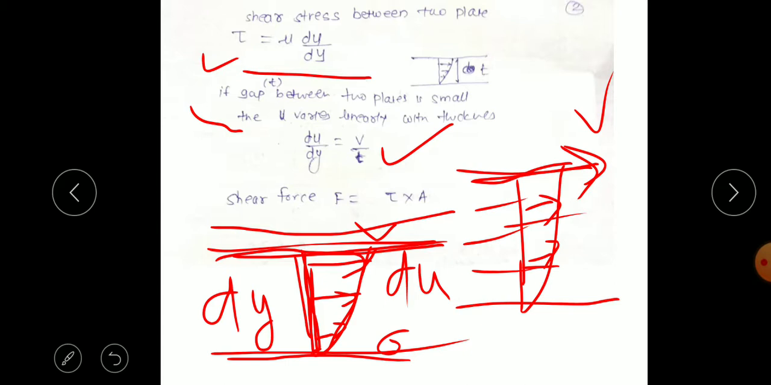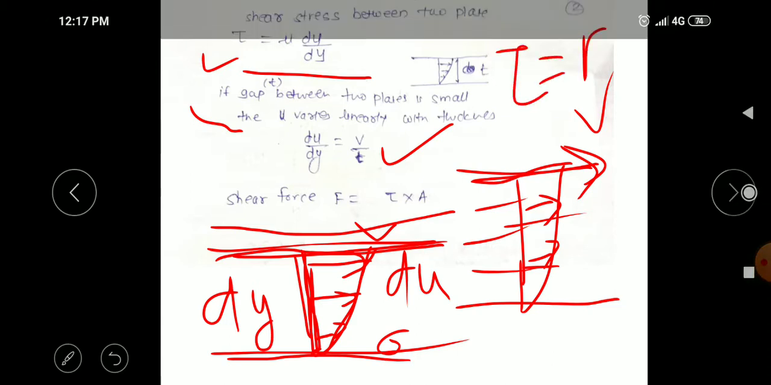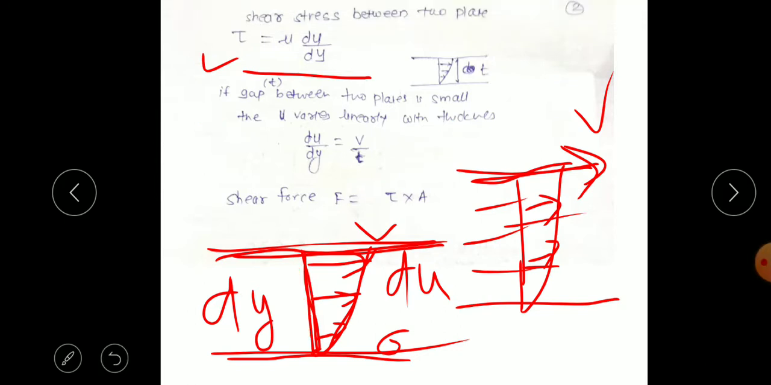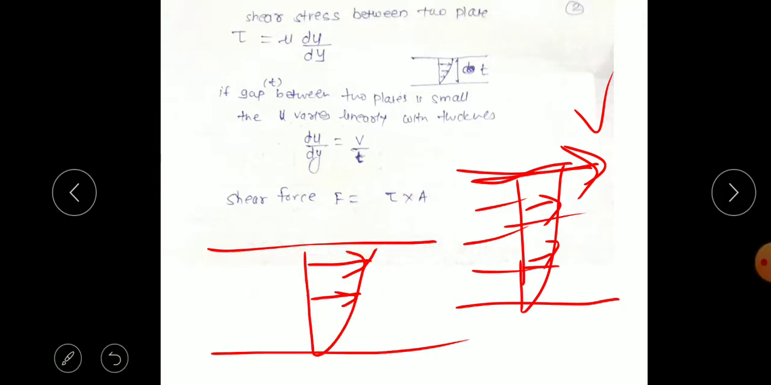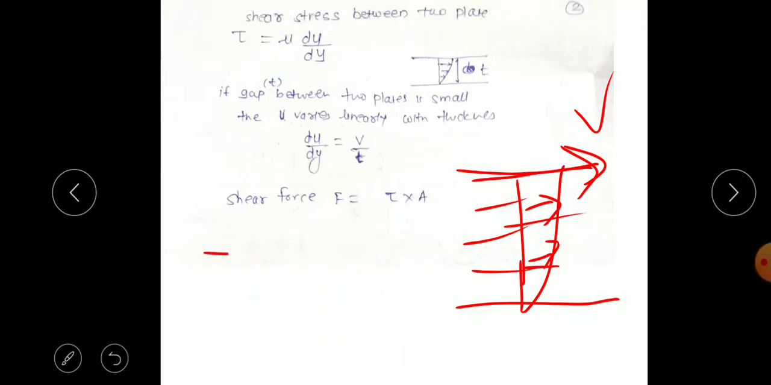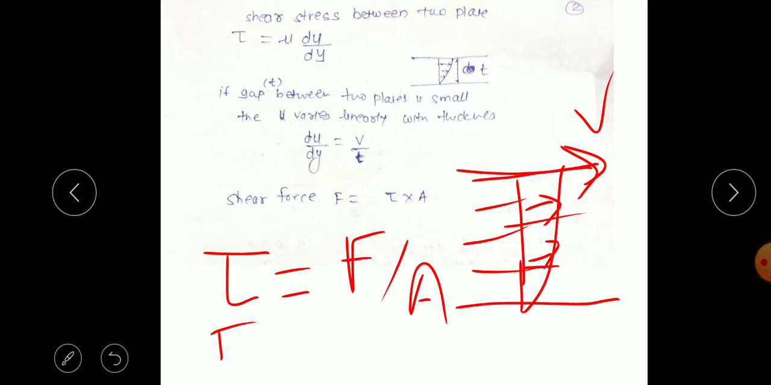Again, stress is equal to force upon area. Stress tau is equal to force upon area, then shear force will be equal to shear stress into area. So we can use these different formulas.